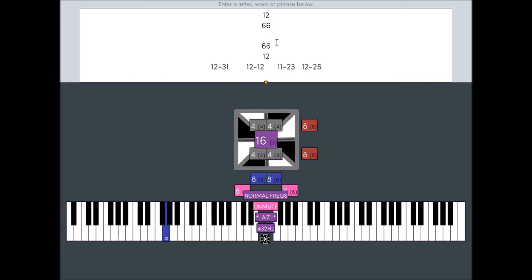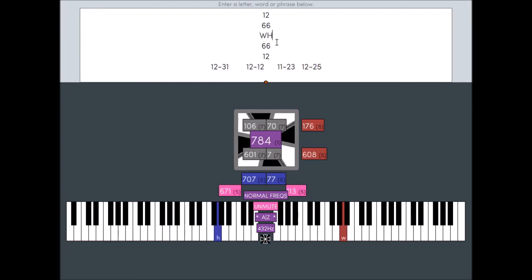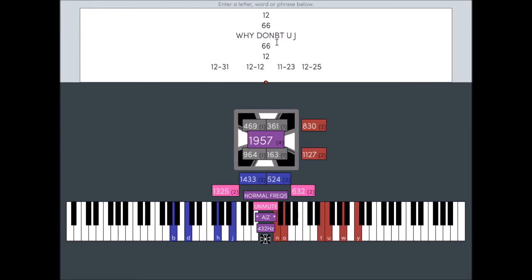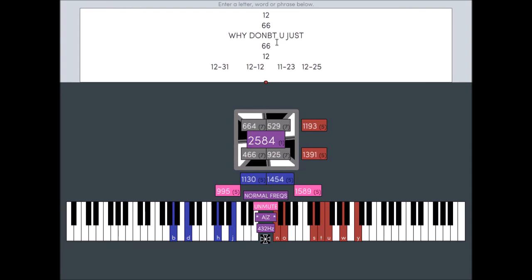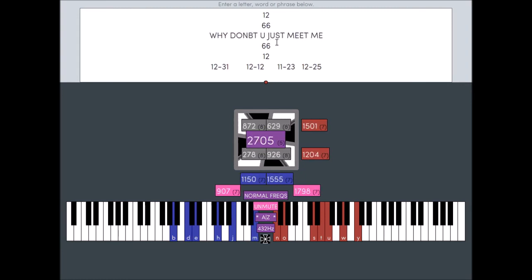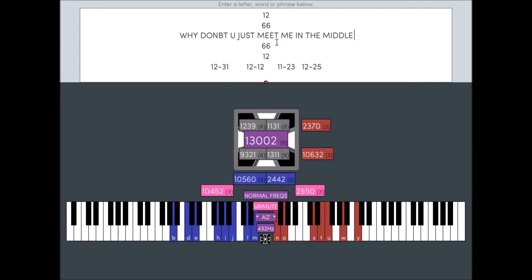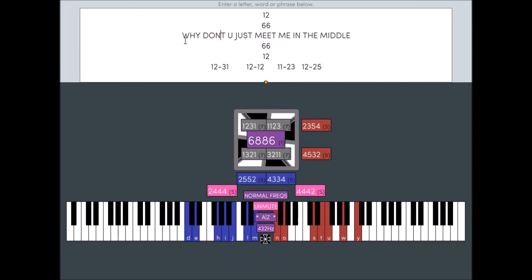And then in our phrase of why don't you just meet me in the middle, it's saying that, why don't you just meet me in the middle? It takes more, two-thirds, right?